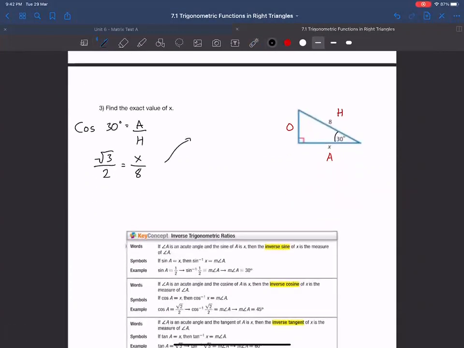We can multiply both sides by 8. And so we'd have here 8 root 3 over 2 is equal to x, which means therefore x is equal to 4 square root of 3.